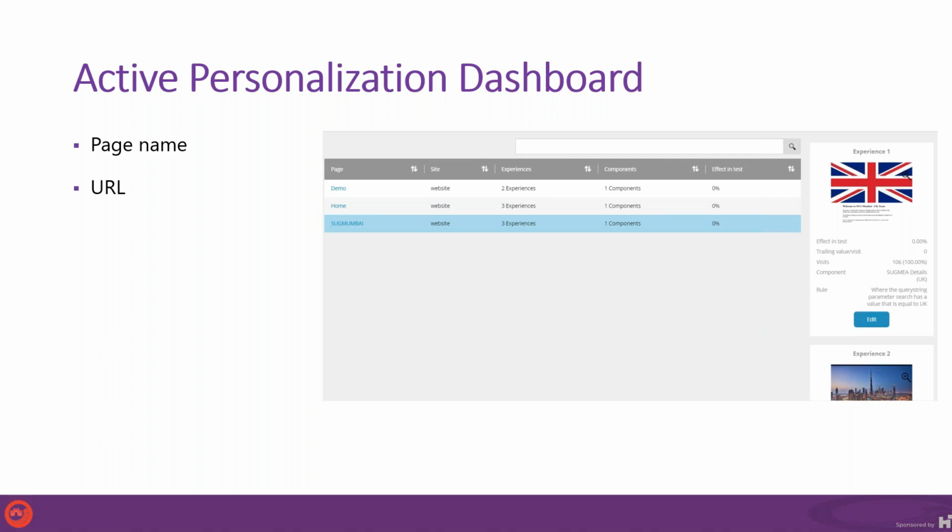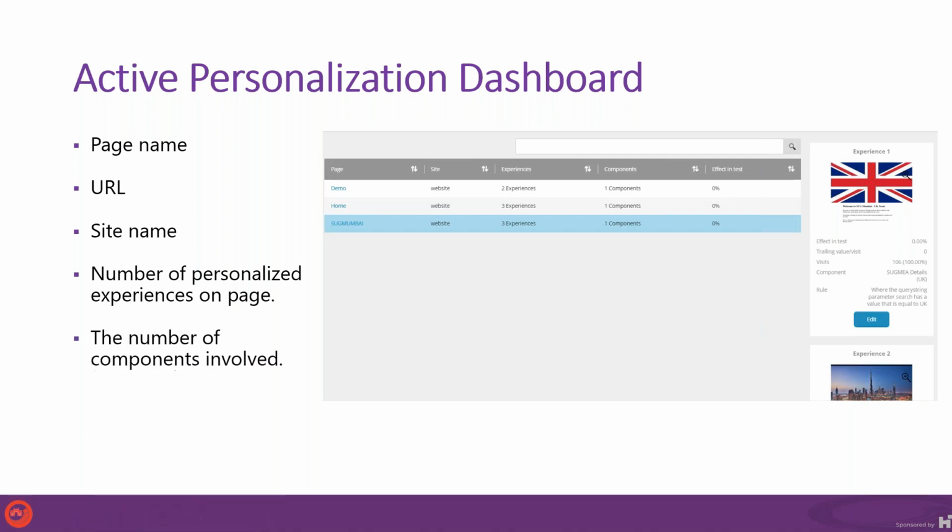You can click on the page and navigate to the experience editor mode of that page. The site name is displayed; in a multi-site scenario, it displays the pages from all the sites, so you can find out which site this page is coming from. It also shows the number of personalized experiences on the page, like how many personalization rules or experiences you have configured on that page, and how many components have been personalized on that page.